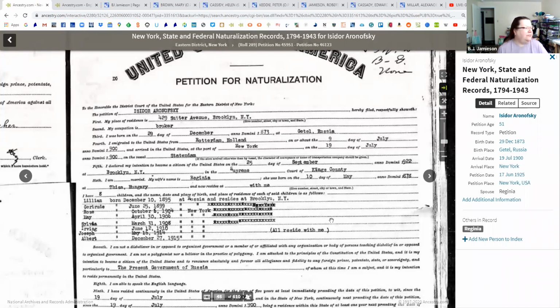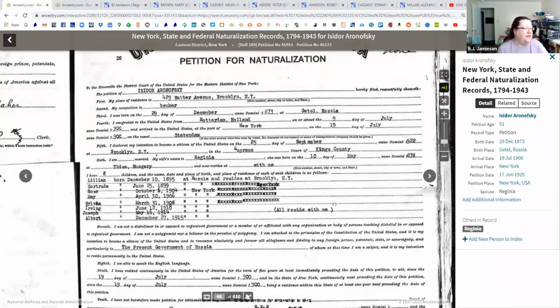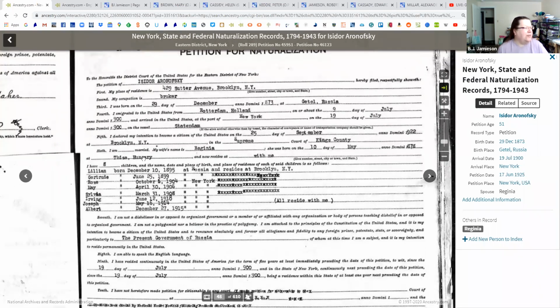But this is interesting because the kids were born in Russia, but she was born in Hungary. So I have real questions about how they met. I need to go further into looking at where these places were. But having just the birth date and place in Europe can be a really helpful bit of information if you don't already have that.